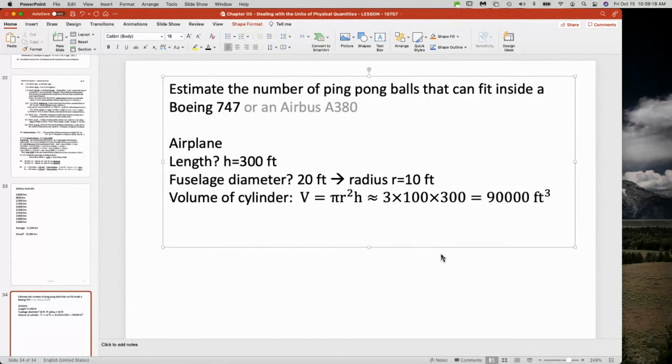Now I'm assuming that there's no seats in it, so we can just stuff it like crazy with all the ping pong balls. Can someone tell me, do not cheat again, estimate what the diameter of a ping pong ball is? What's the diameter of a ping pong ball?